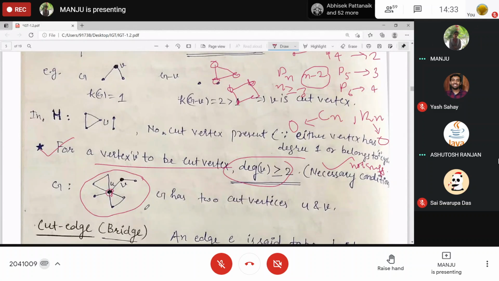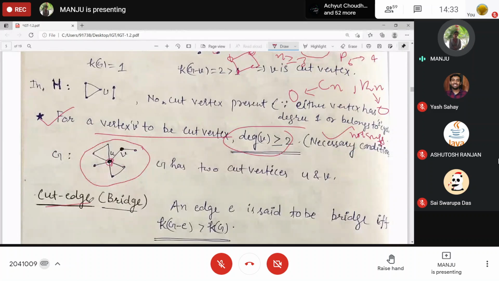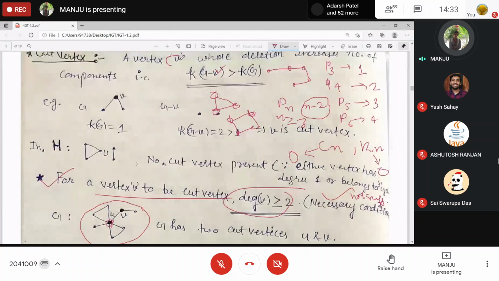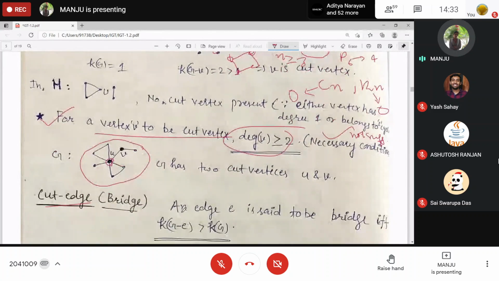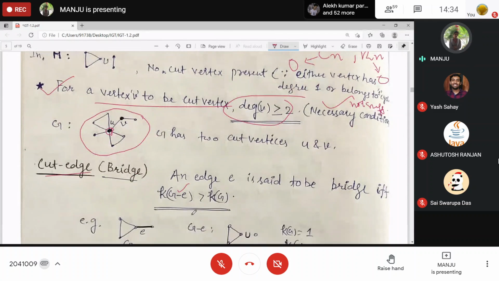Clear? In the same way, we can discuss cut edge. Wherever you had vertex, you just put edge: an edge E whose removal increases the number of components. That is, if you delete that edge E from G, it will give you more components than in G. This cut edge is also known as a bridge because it will disconnect the graph more. If it is connected, it will disconnect it, and if it is already disconnected, the number of components will increase. Clear?